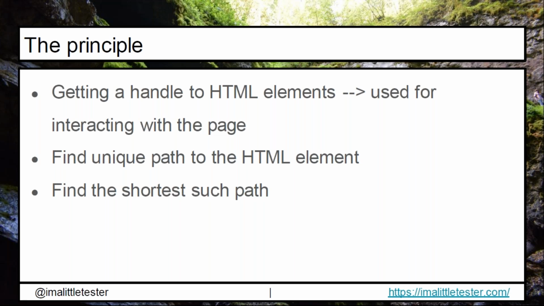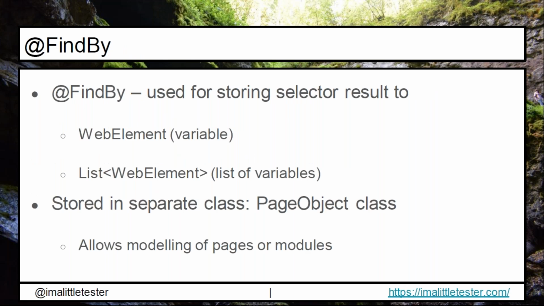We want to create these handles in such a way as to uniquely identify the HTML elements that we want to work with. And we also want to find the shortest path that will get us to that particular HTML element. Therefore, we want the shortest selector that we can write. In order to do this, my approach is to create a page object class where I store all of the CSS selectors that I'm creating for my pages into WebElement variables or lists of WebElement variables.